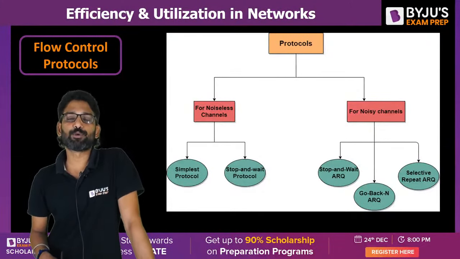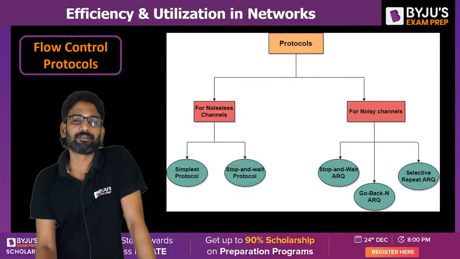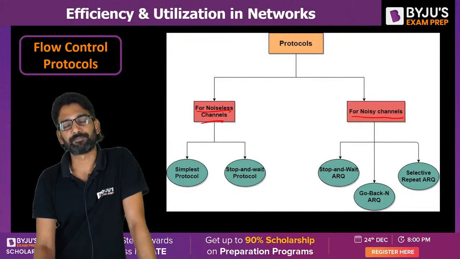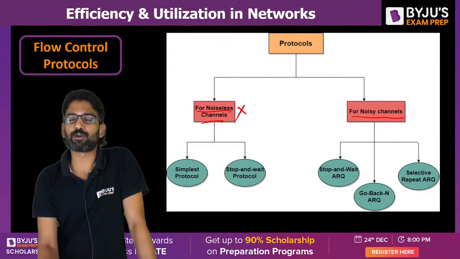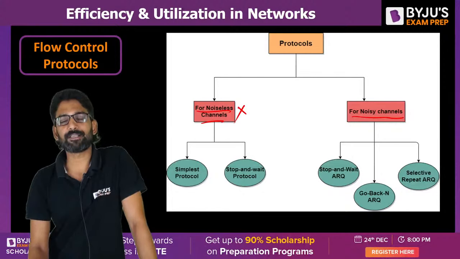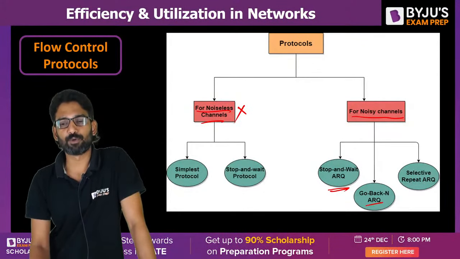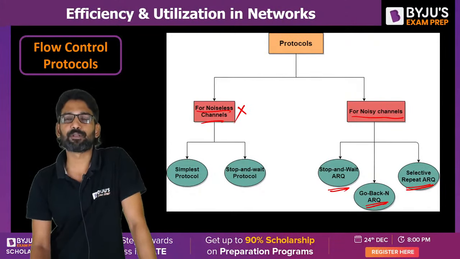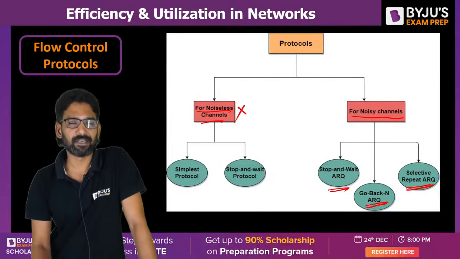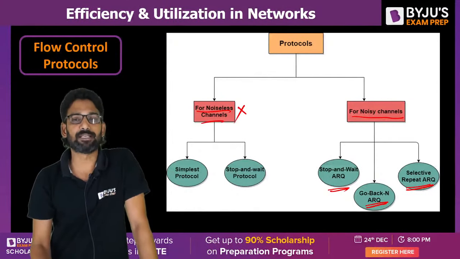These flow control protocols at the data link layer are classified for noiseless channels and for noisy channels. Noiseless channels are not suitable for communication, so we are leaving them. For noisy channels, we have three protocols: stop and wait ARQ, go back N ARQ, and selective repeat ARQ. I am not discussing these protocols in detail here because our topic is efficiency and utilization.